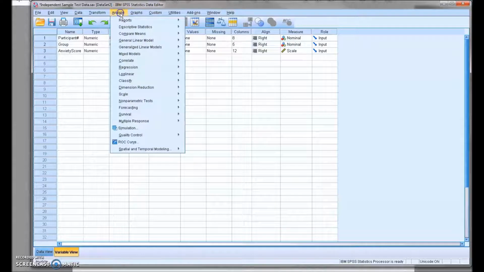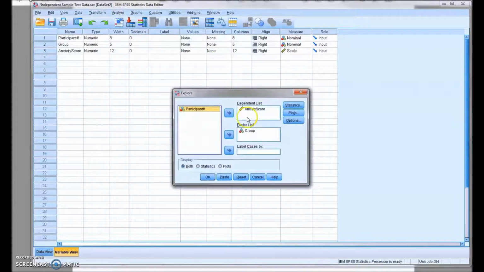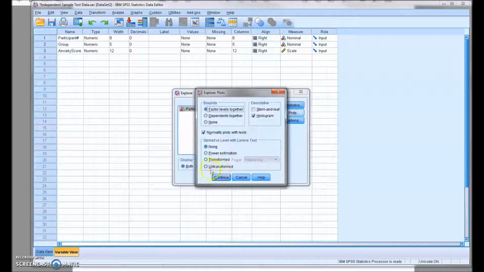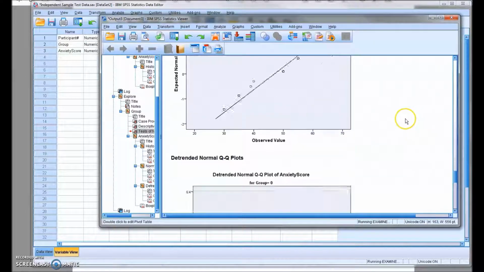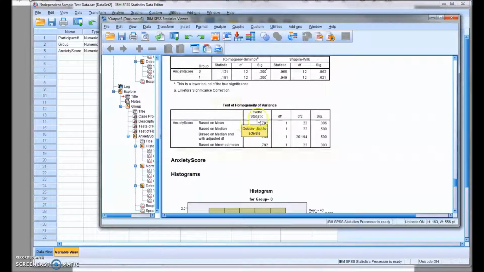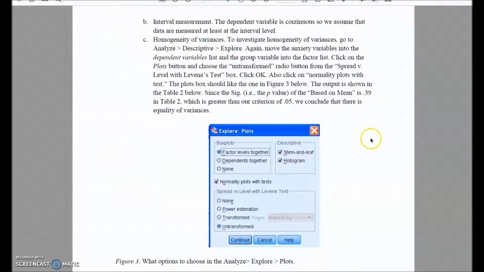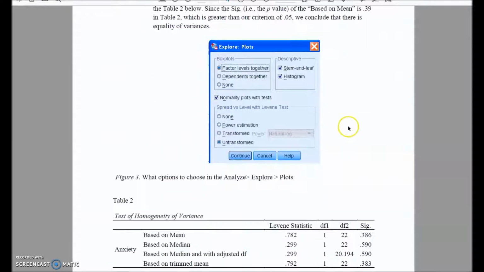How do we do the Levene test? We go to Analyze, Descriptive Statistics, Explore. This is our Explore. When we click on Plots, we select Untransformed. When we do that, our plots open up, and here we again get the normality, but this is the homogeneity of variances. The Levene score is over here and gives you all of the information.